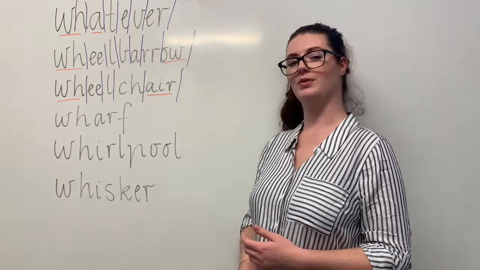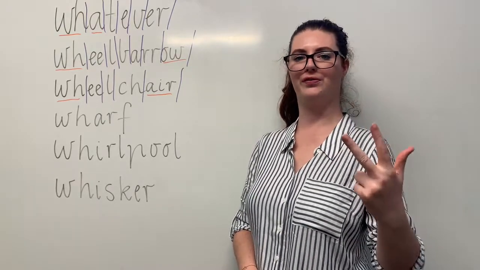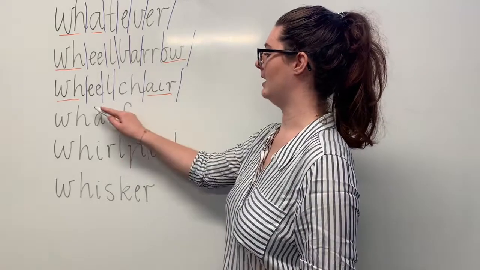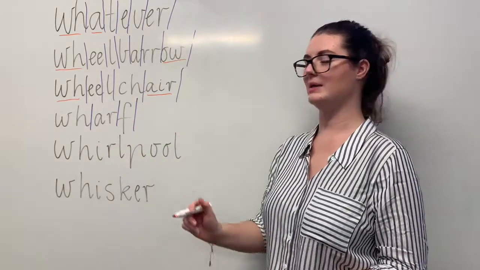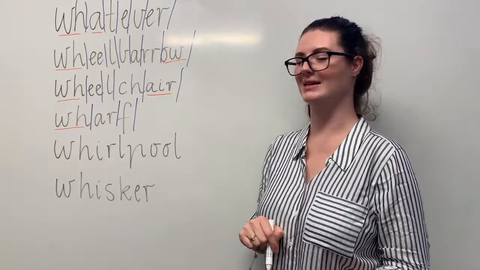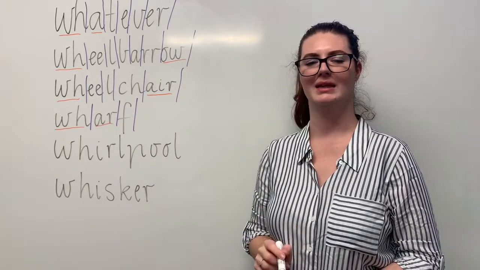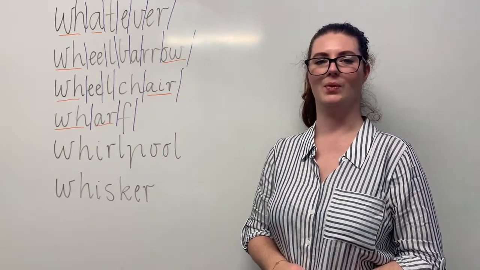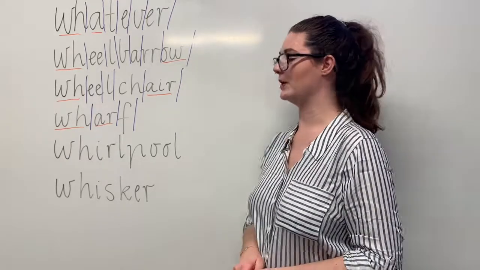The sounds in wharf are, together, w, or, f. The letters in wharf are W-H-A-R-F. The parts that we need to remember are the W-H digraph making the w sound, but also the A-R digraph making the or sound. Can you teach it to me? Wharf. W-H-A-R-F. Our next word is whirlpool.